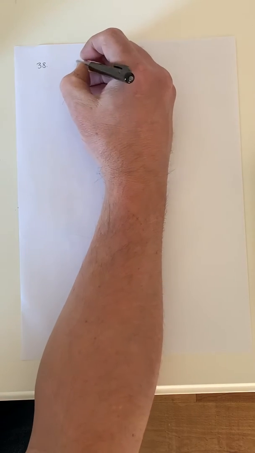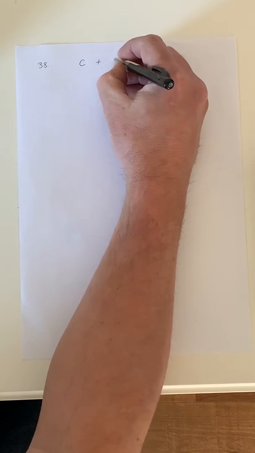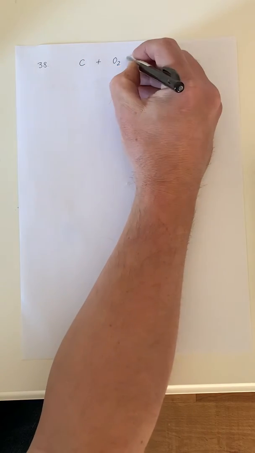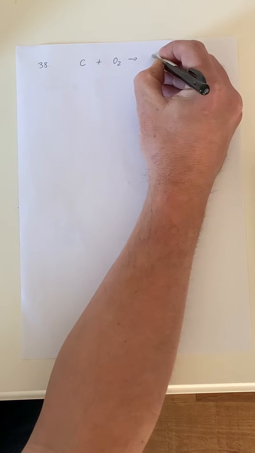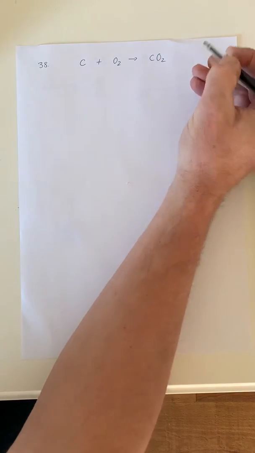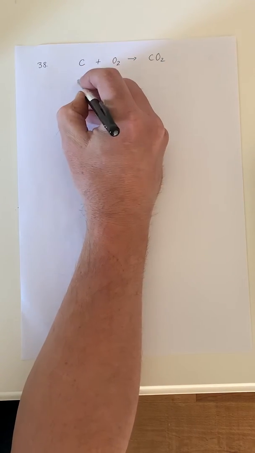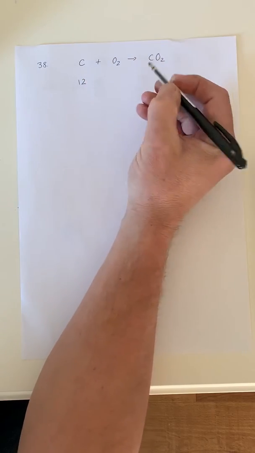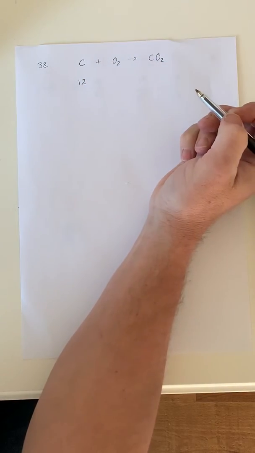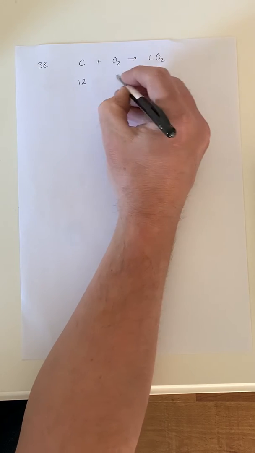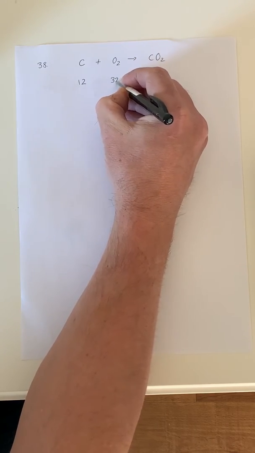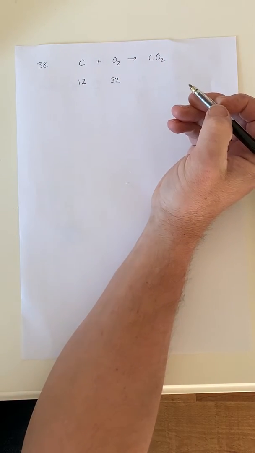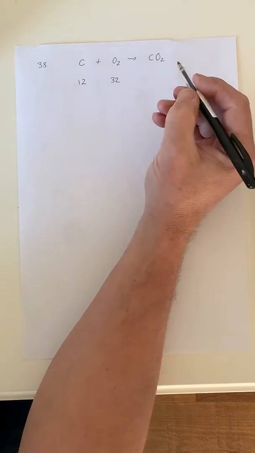So what they're talking about here is carbon plus oxygen, which is diatomic normally, reacts to form carbon dioxide. Now, if we look in the periodic table, we see that the mass of carbon is 12 units. The mass of oxygen is 16, but obviously there's two of them, so that's where they get the mass of 32. So 12 to 32 is their reaction.